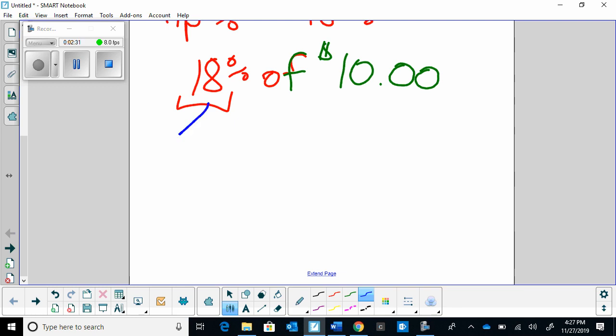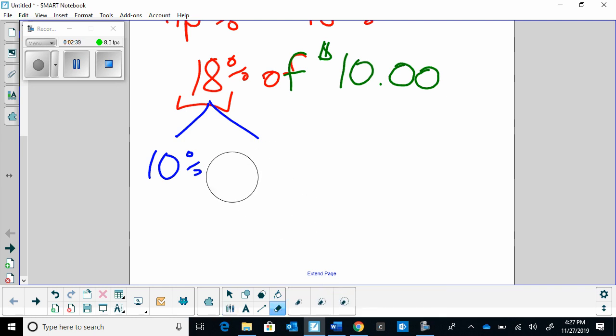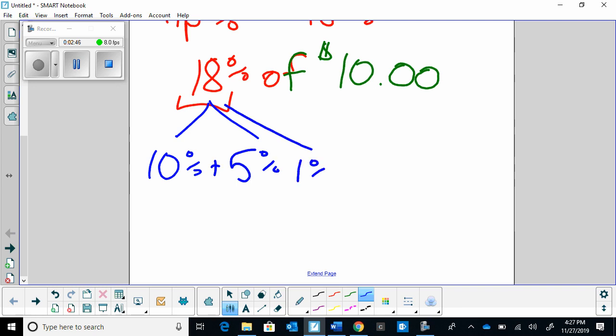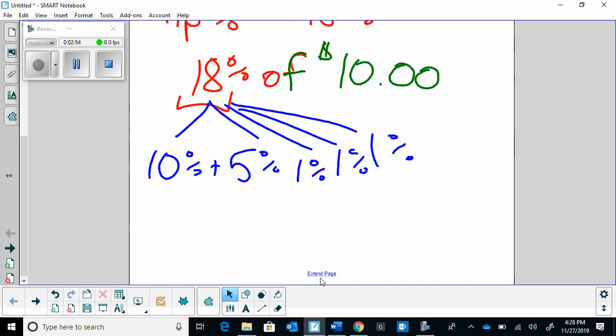So I need to break up 18% into percentages I'm able to calculate. So we've got 10%. We got 5%. 10% plus 5% gives me 15. Well, I would need another 1% to get 16. I need another 1% to get 17. I need another 1% to get 18. So I can do it that way, and I add all of these up.